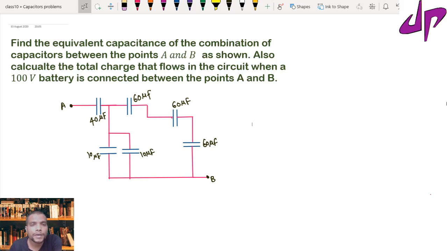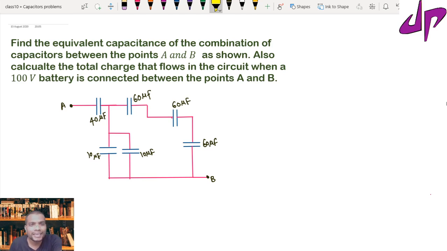Find the equivalent capacitance of the combination of capacitors between the points A and B as shown. Also calculate the total charge that flows in the circuit when a 100-volt battery is connected between the points A and B.